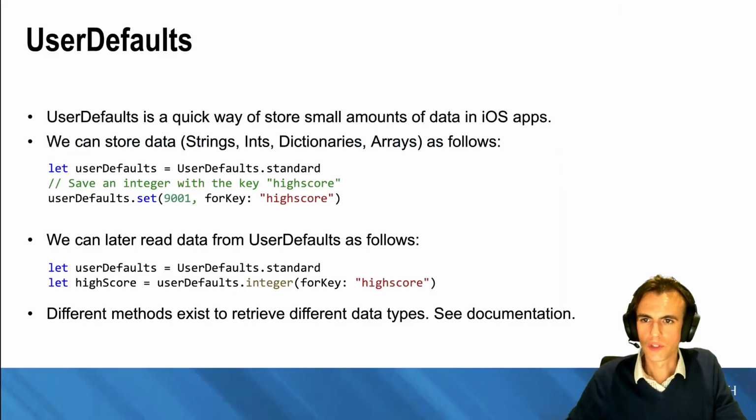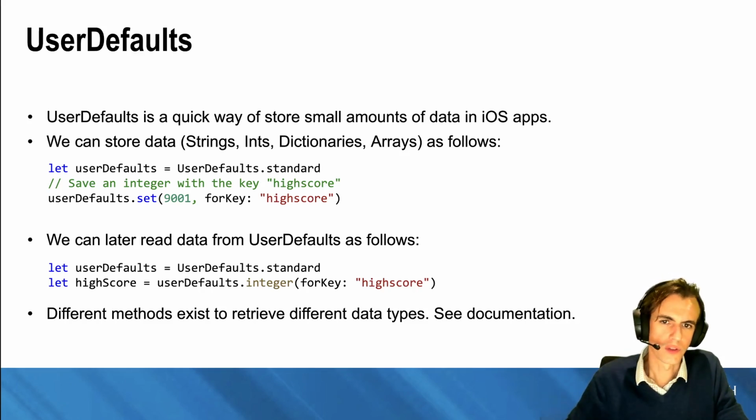So, what is user defaults? Basically, it's a really lightweight way where we can store small things. And what do I mean by small things? I mean some strings, some integers, dictionaries or arrays. You wouldn't want to store large amounts of data here, like the text of a book or things like that. But you can store a few megabytes of things in user defaults. So it's built into every iOS app.